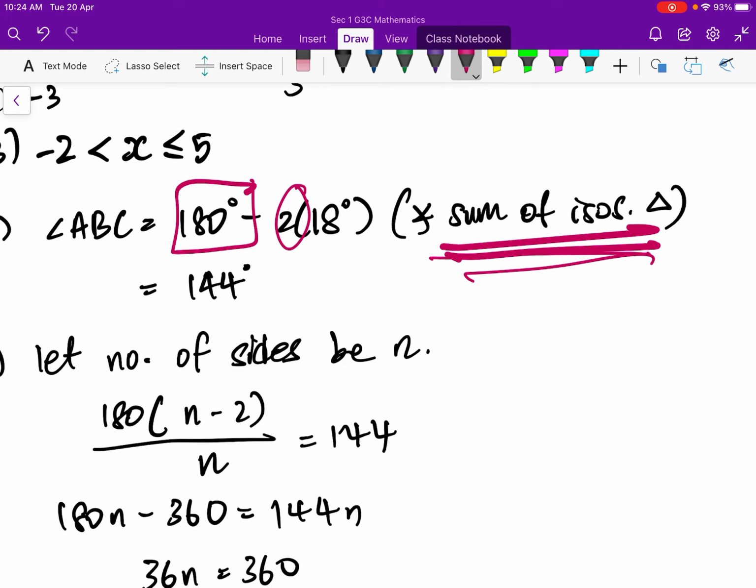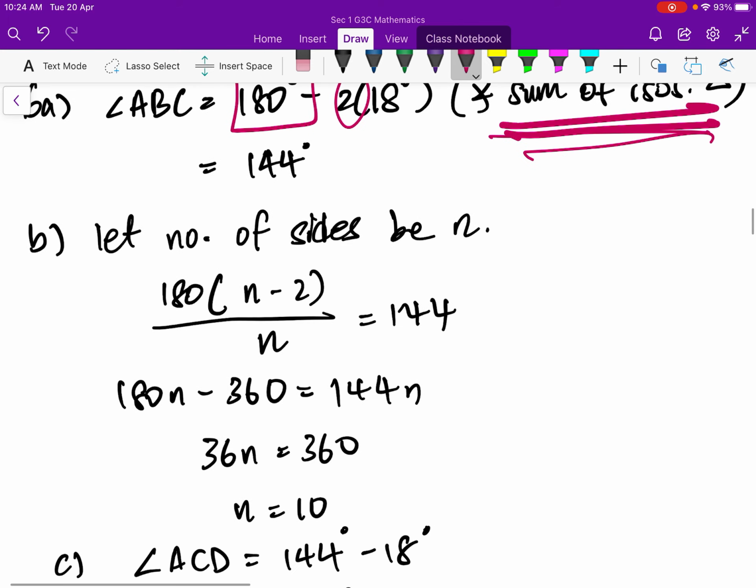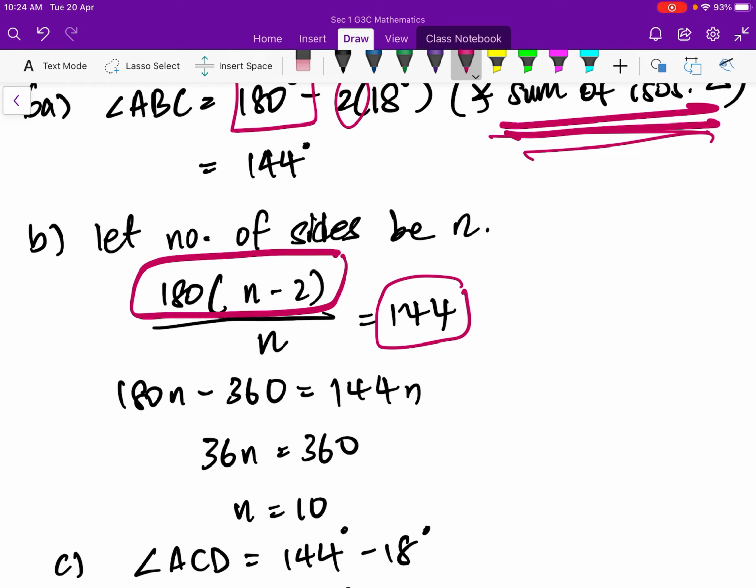So then find the number of sides of the polygon. Standard approach, let the number of sides be n. So one of the interior angles will be 144. And how do we find that value? It is given by 180 times of n minus 2. So this is a formula. This will be the total angles in the polygon, total. Then we divide it by n because there are n sides. And that gives us 144.